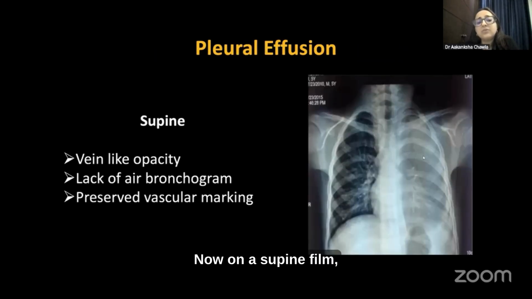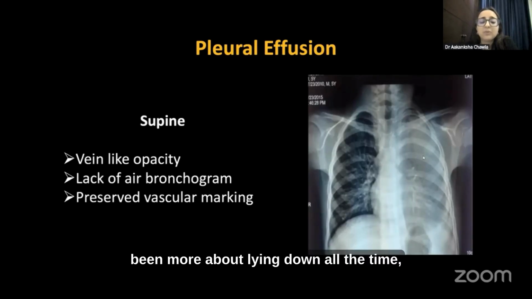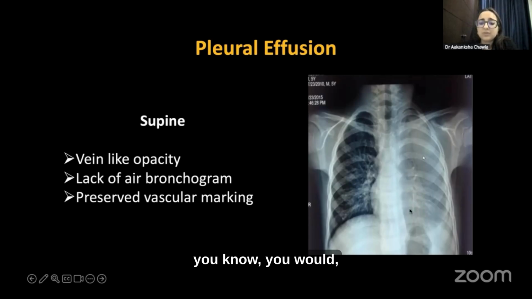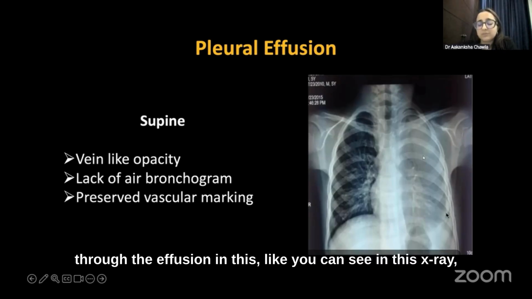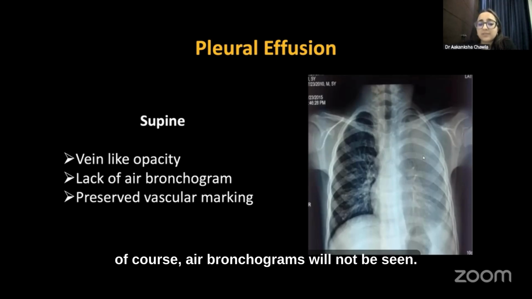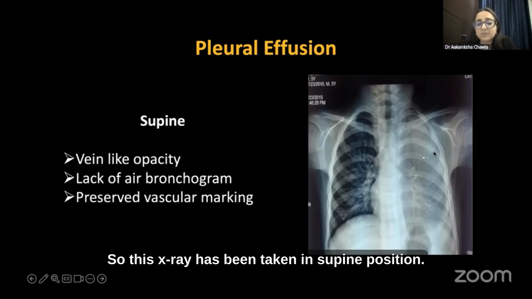Now, on a supine film, especially in patients in your ICU or who have been moribund, lying down all the time, when you do a chest X-ray for them, an effusion may appear as a veil-like opacity. There would be preserved vascular markings through the effusion, like you can see in this X-ray on this hemithorax, and of course, air bronchograms will not be seen. So this is also a left massive pleural effusion, but in a patient who's lying supine. This X-ray has been taken in supine position.